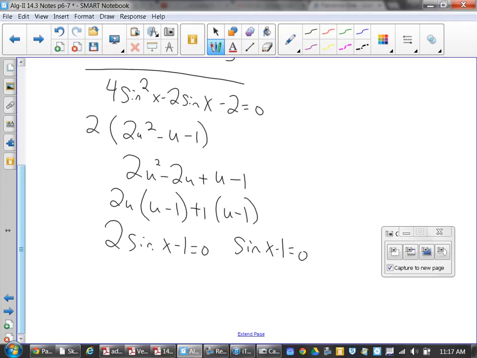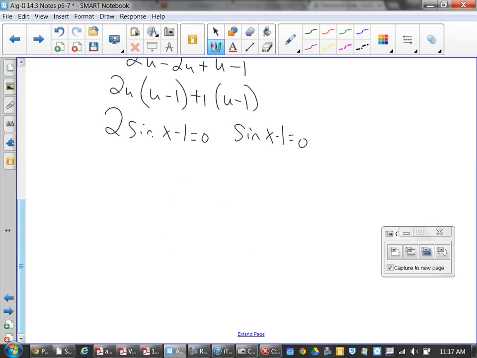So now when you go through this one, what angle has a sine value of a half? That puts you at pi over 6 and 5 pi over 6. And where is the sine value equal to 1? Sine is y.